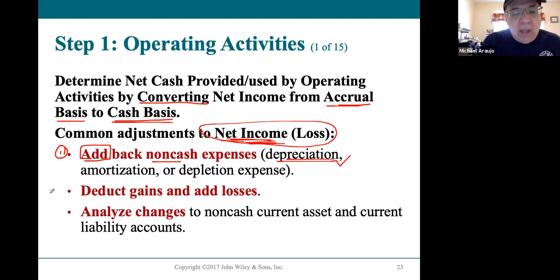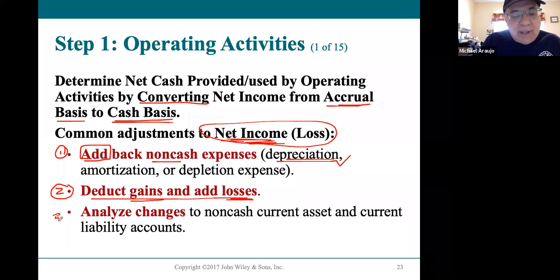The second thing we have to do is reverse any gains and losses, because you remember on the multi-step income statement, there's that other section. And that other section, we add in other revenue or gains. We subtract out other expenses or losses. We're going to reverse that. So the second step is reversing those.